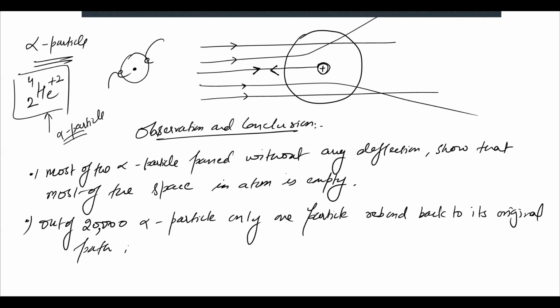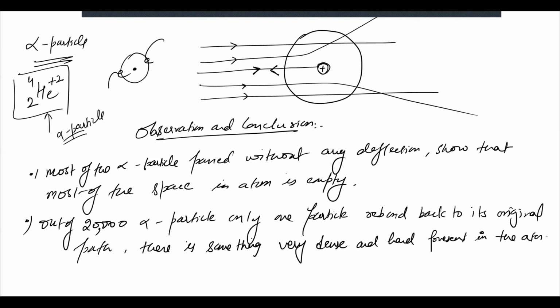Understood? So what does it mean? That there is something very dense and hard present in the atom through which alpha particles can't penetrate. Okay. Understood?